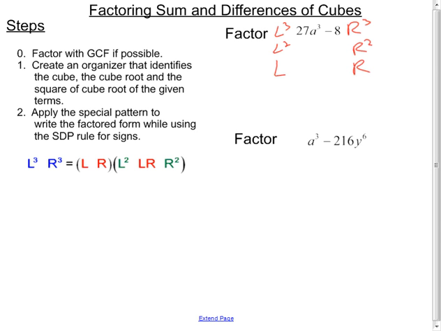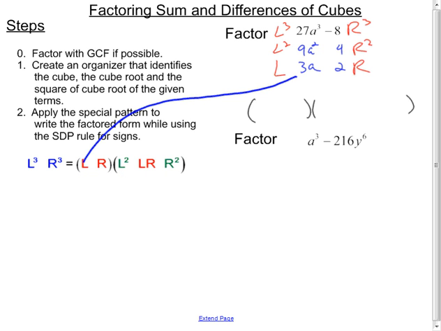Okay, and the cube root of 27a cubed is going to be 3a. The square of that is 9a squared. The cube root of 8 is going to be 2. The square of that is 4. So then just using my special pattern here, okay, I'll set up a binomial times a trinomial, and then I'll just follow the pattern, and very quickly, like we said, you need to commit it to memory. It's LR, L squared, LR, R squared. Just practice saying it and get it memorized. It's the way to be successful.